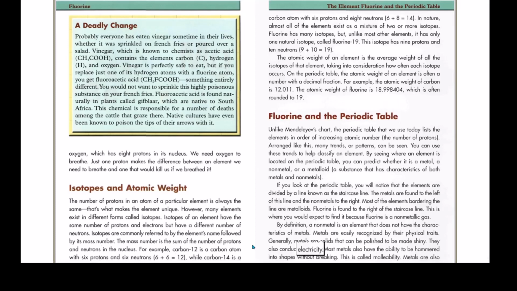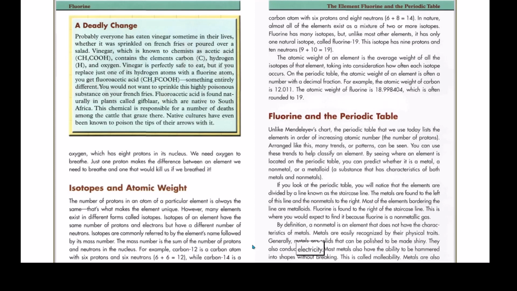It is a carbon atom with 6 protons and 8 neutrons. In nature, almost all the elements exist as a mixture of 2 or more isotopes. Fluorine has many isotopes, but unlike most other elements, it only has one natural isotope, called fluorine-19. This isotope has 9 protons and 10 neutrons. 9 plus 10 equals 19.